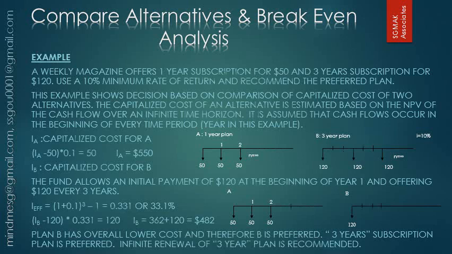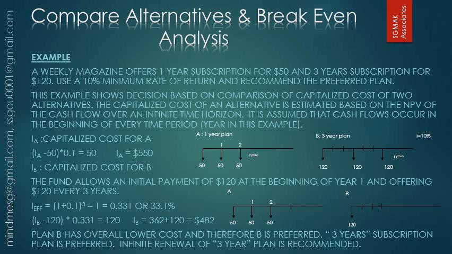Moving on, there's another example here. You have a magazine subscription, and you want to decide whether to buy a 1-year or 3-year subscription. One costs $50 at the beginning of each year. For the other, you pay $120 at the beginning of each 3-year period, and you're using a 10% minimum rate of return. So we want to find out which one is preferred.